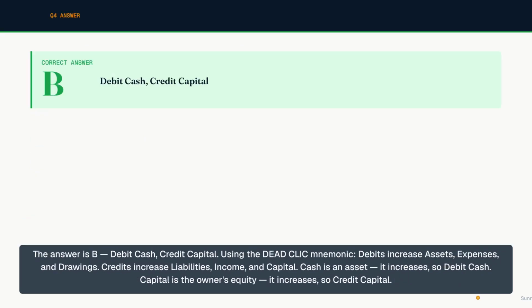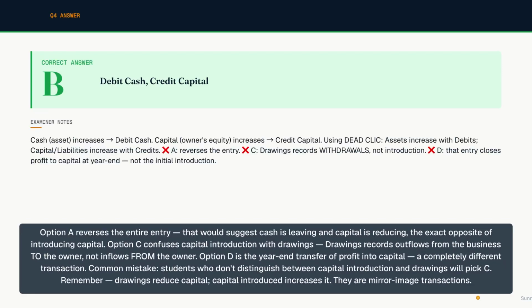The answer is B, debit cash, credit capital. Using the DEAD CLIC mnemonic, debits increase assets, expenses, and drawings. Credits increase liabilities, income, and capital. Cash is an asset, it increases, so debit cash. Capital is the owner's equity, it increases, so credit capital. Option A reverses the entire entry. That would suggest cash is leaving and capital is reducing, the exact opposite of introducing capital.